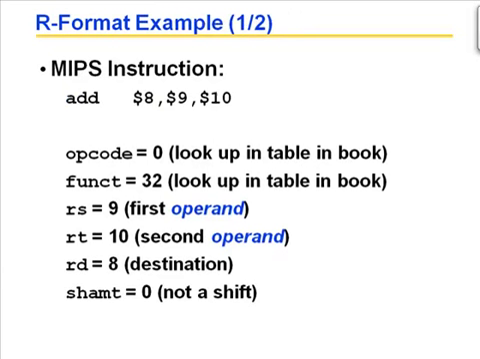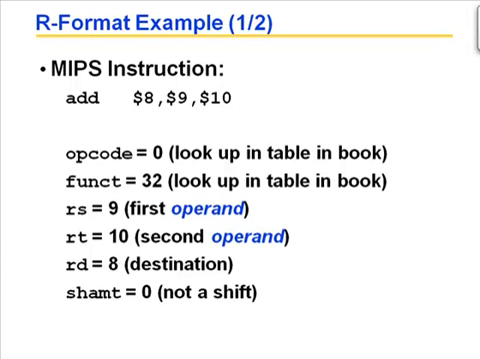So looking at this instruction, we have an R format example. Add register 9 with register 10 and store in register 8. Opcode is 0 if you were to go look this up in the book, and the function code is 32, meaning 1 with 5 zeros. RS equals 9, the first operand, RT equals 10, the second operand, and RD equals 8.